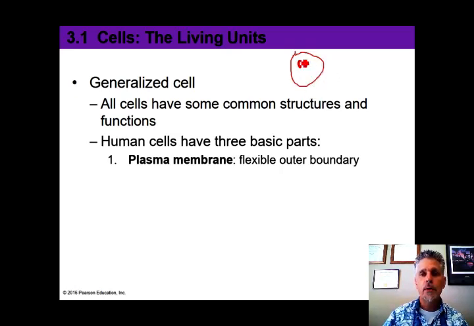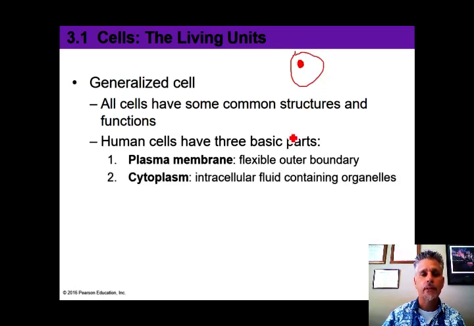But this part that we have out here is the plasma membrane, the flexible outer boundary. Then we have the cytoplasm, which is all of this that we see in here, the intracellular fluid. Look at this word, intra is like the interior. This is within the cell fluid, containing the organelles, the mini organs that are sustaining the life of the cell.